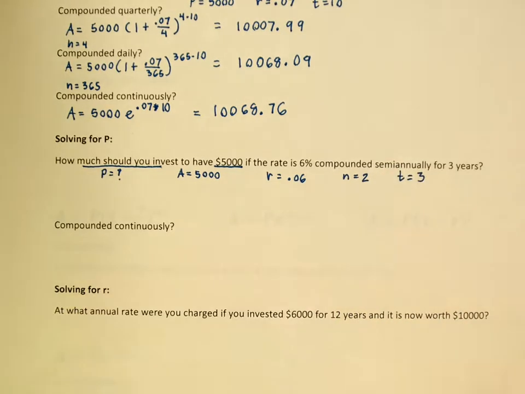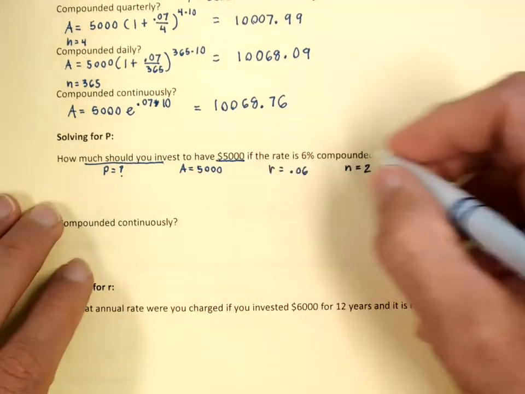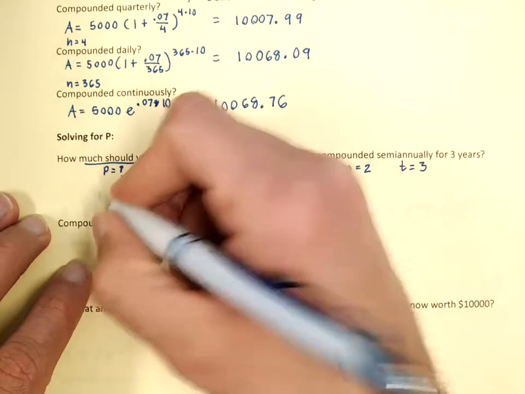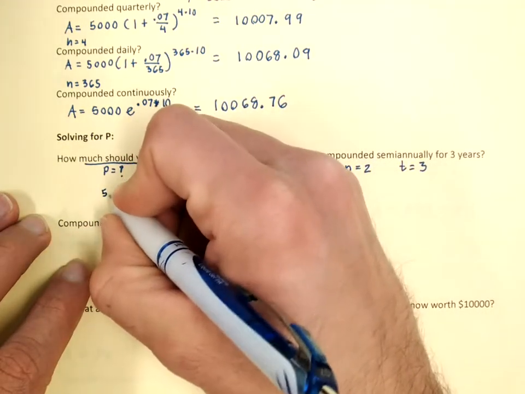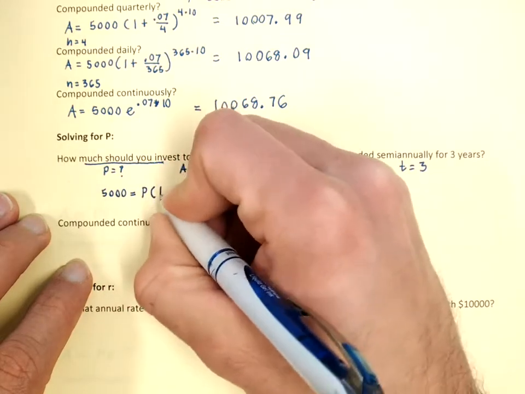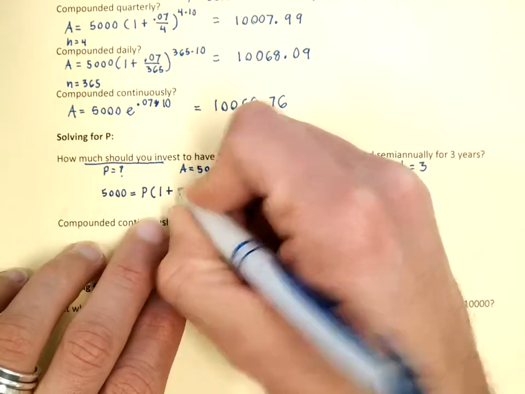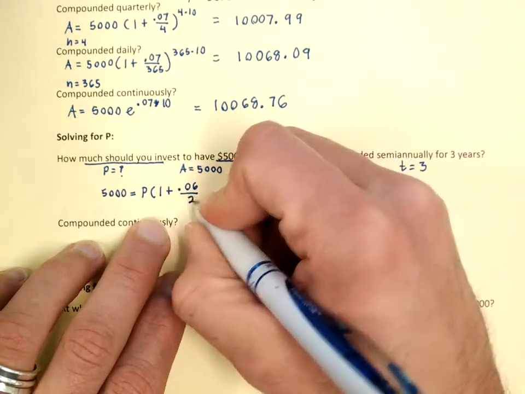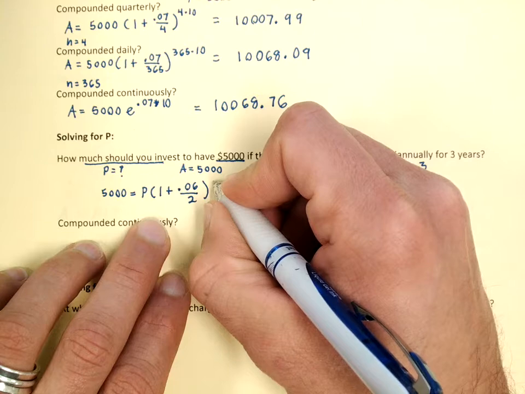All right, so I'm going to plug all of that into the formula. So we have, let's see, 5,000 is equal to P, which is what I'm looking for, times 1 plus 0.06 over 2, to the power of 2 times 3.